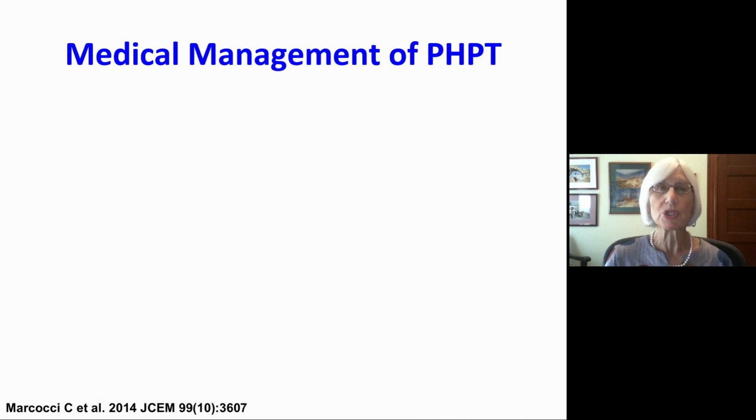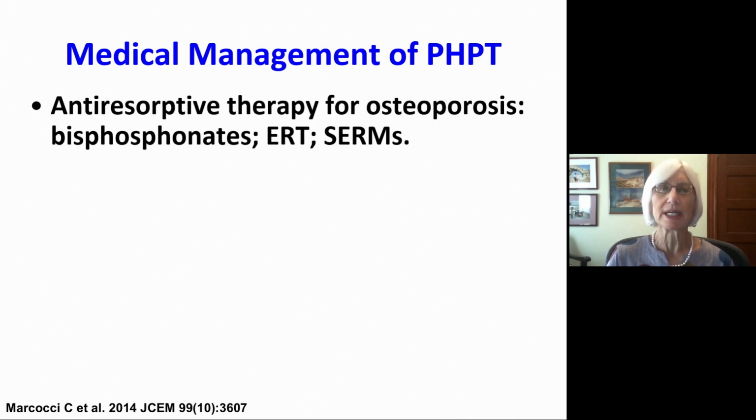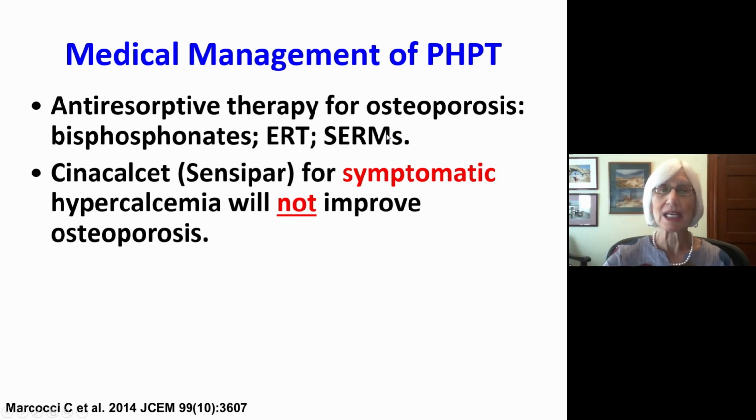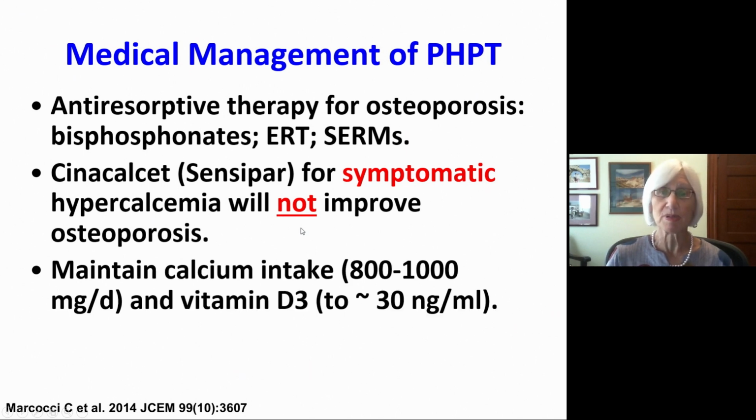Now, what if she refuses surgery? What about medical management of primary hyperpara? Well, for patients who have osteoporosis and primary hyperpara, there are data showing that bisphosphonates can help slow or stop the bone loss. So can estrogens, so can SERMs, such as raloxifene or Evista. Cinacalcet, Sensipar, can be used for patients with symptomatic hypercalcemia who refused or cannot go through surgery, but it will not improve their bones. It does not help their osteoporosis if they have osteoporosis.